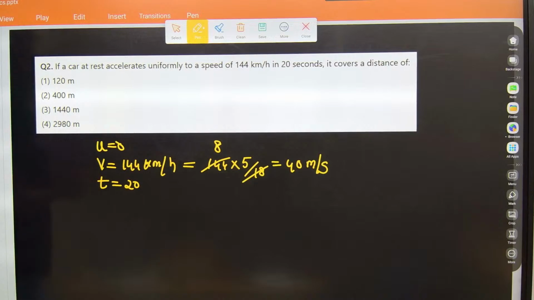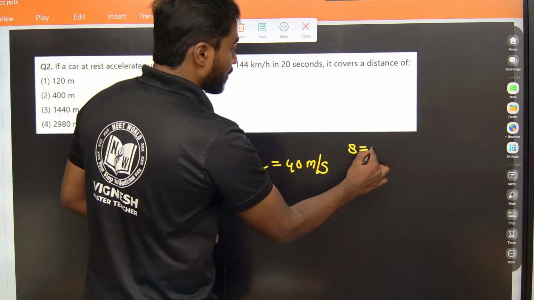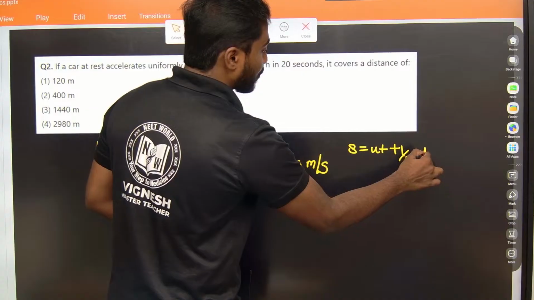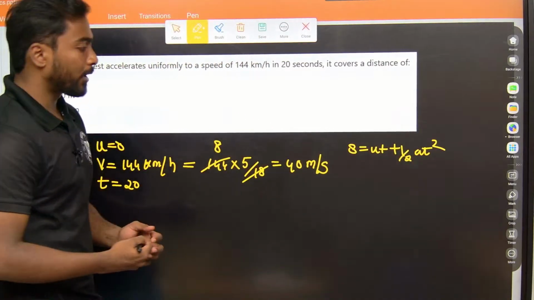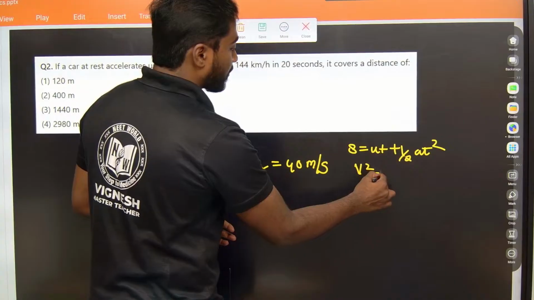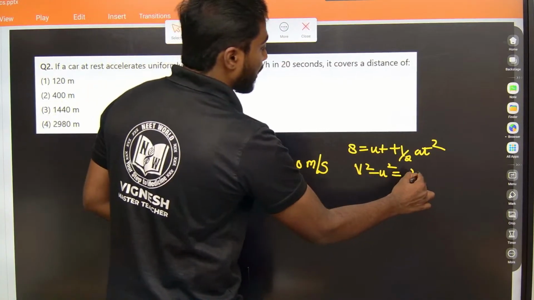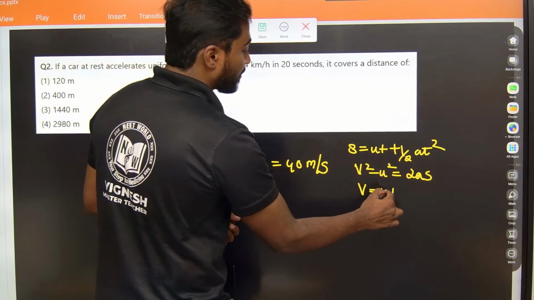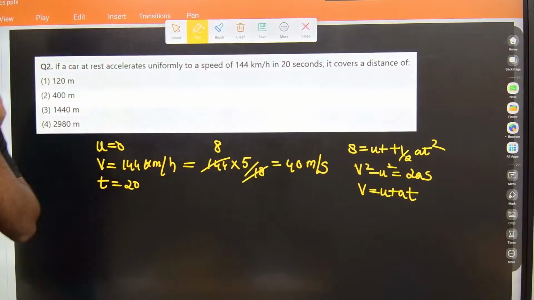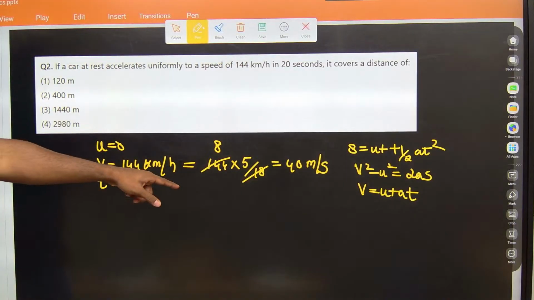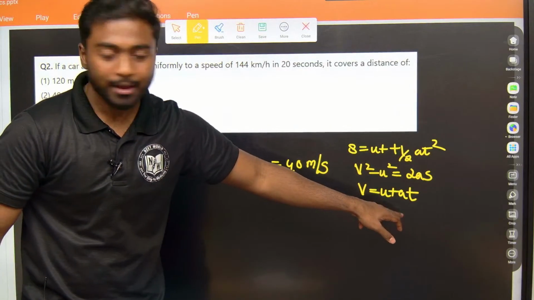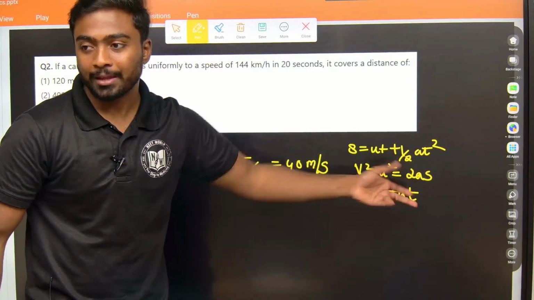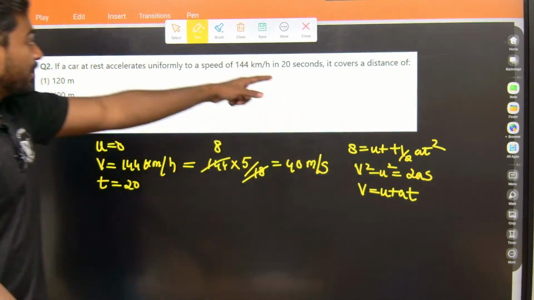Next, time is given, v we know, u we know. Then 40 and 20. S equals ut plus half at square, here a is not there. V square minus u square equals 2as, here also a is there. Then v equals u plus at, here I can find the value of a. In the third equation I can find the value of a and substitute either in first or second equation. I will get the value of s. I need the distance covered.